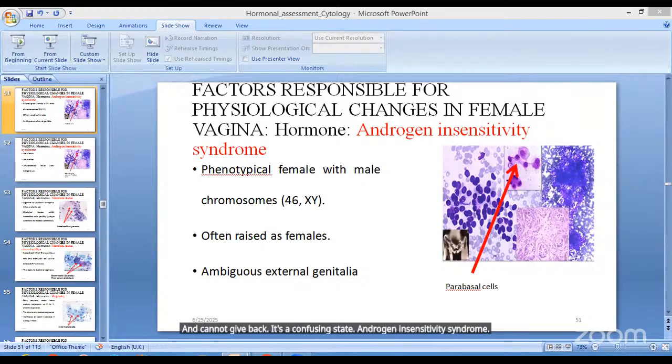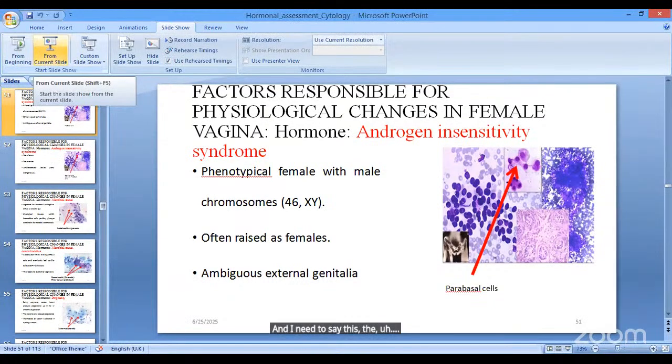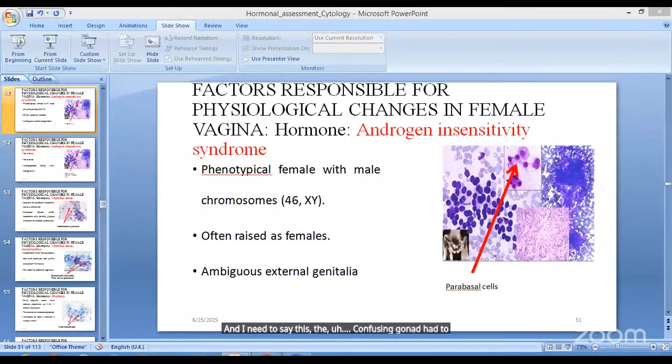So I need you to be able to talk about the cytology features of androgen insensitivity syndrome. It speaks loudly about physiological changes you see in some women. And I need to say this: the confusing gonad has to be removed, because if left there, that is an invitation to trouble. It may develop into a cancer, a malignant state, in the future. So that's why it has to be removed.